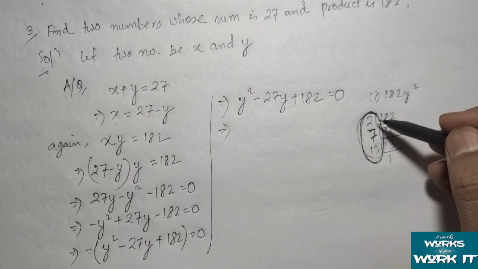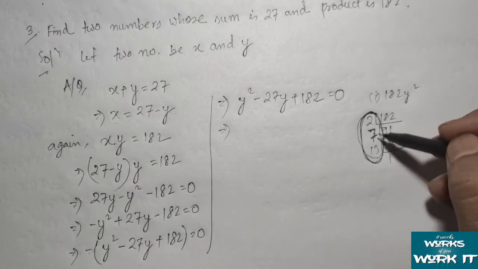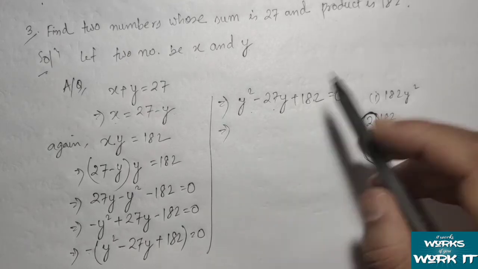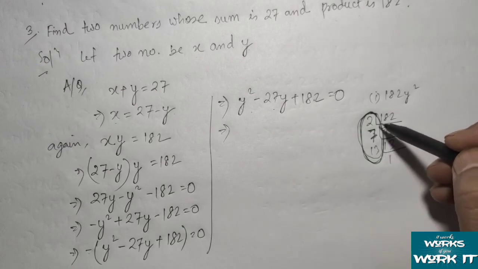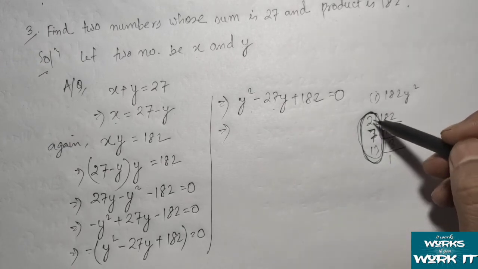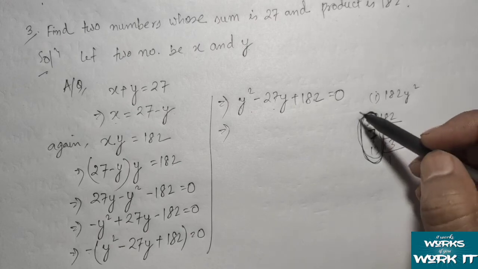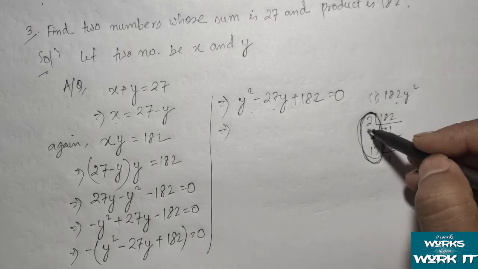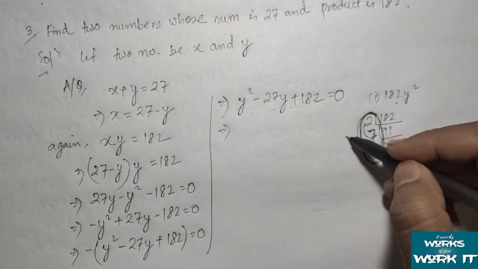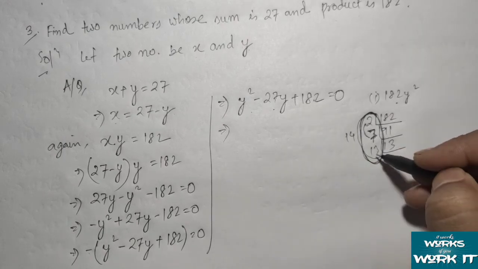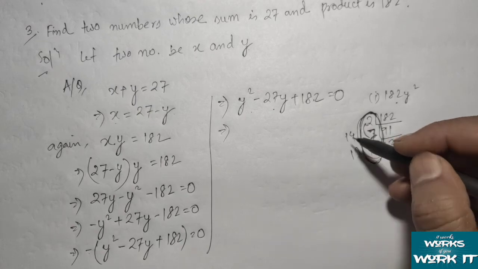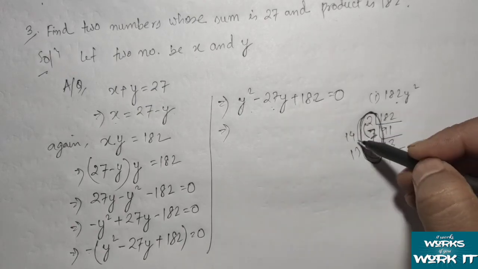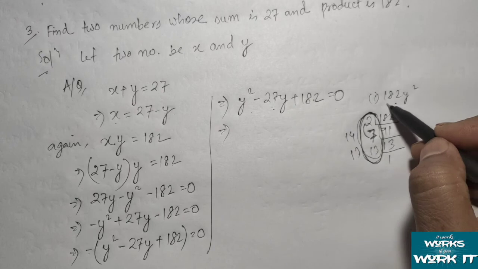So these 2 numbers, after making from this, it will give us 27 after adding, and after multiplying we need to get 182. Okay, so I'm taking 2 and 7 as 14, 2 into 7 is 14, and this 13. So after adding these 2 numbers we are getting 27, and after multiplying these 2 numbers we are getting 182.